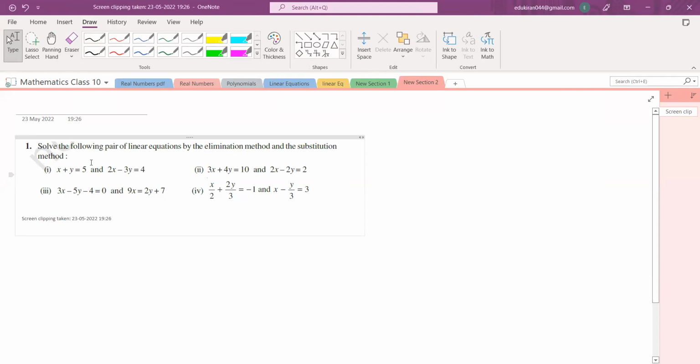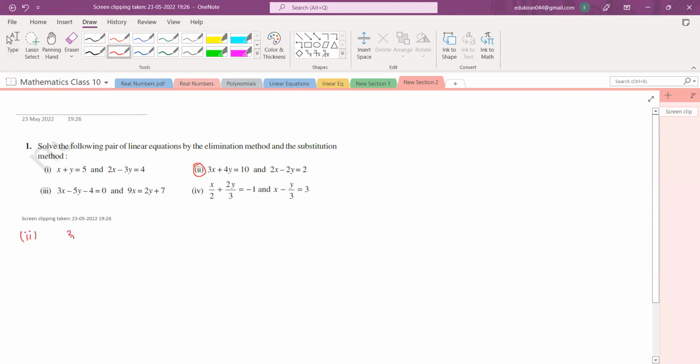Solve the following pair of linear equations by the elimination method and the substitution method. So from both methods you have to solve. Substitution you already know, you will do it yourself. I'll use the elimination method only, correct? Okay, ma'am. Let us try the second one.